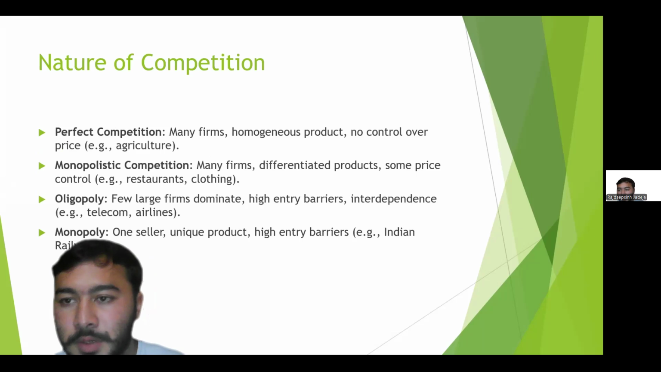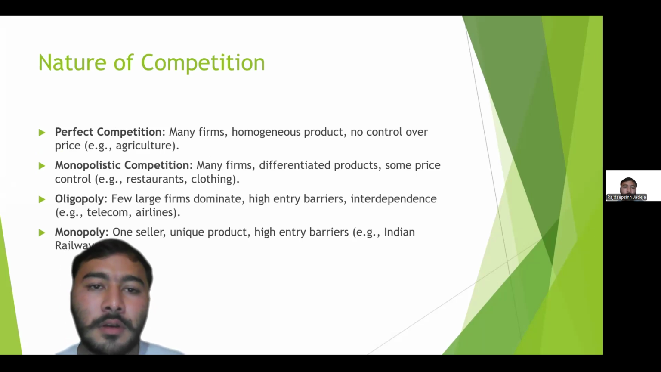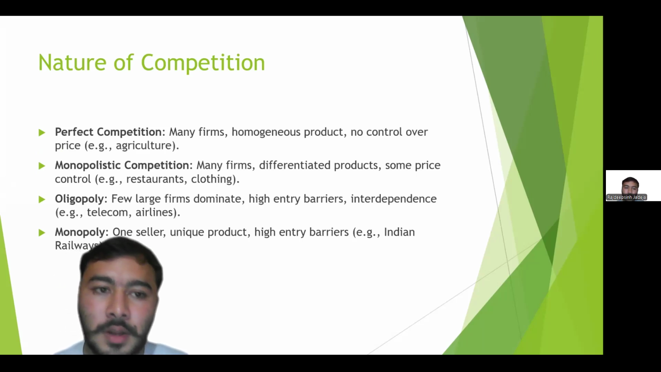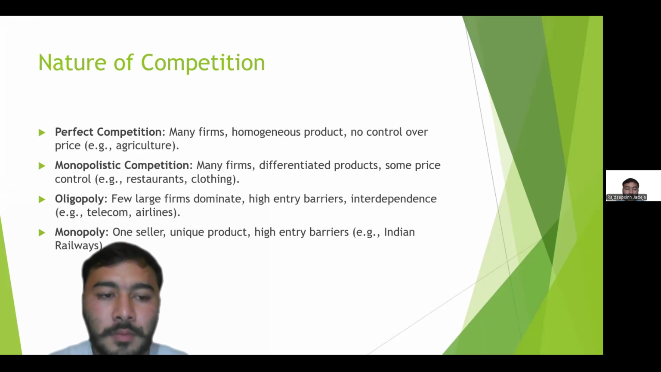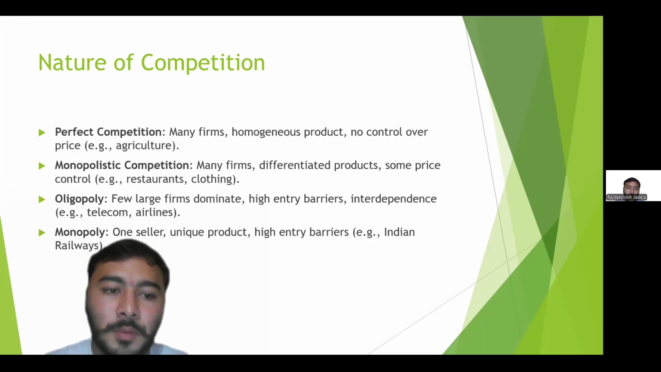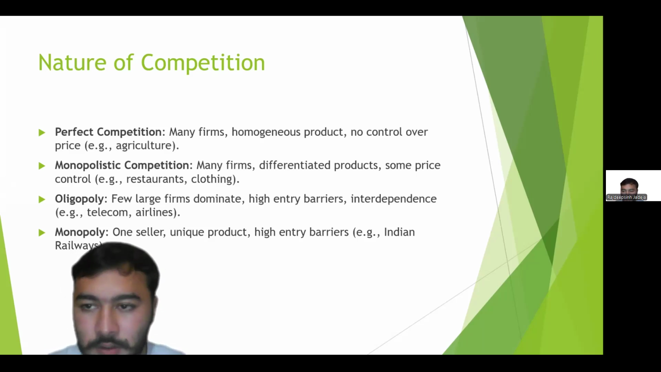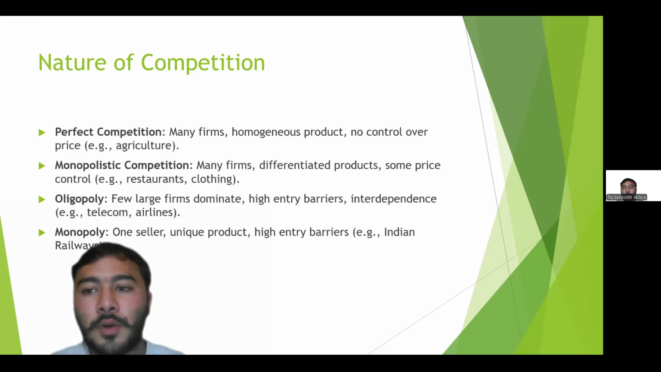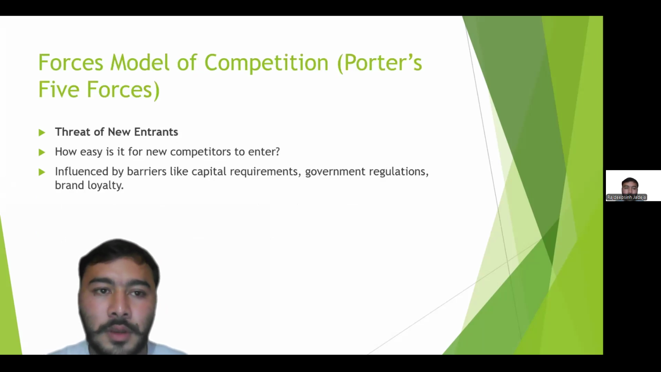Then we have seen the nature of competition, which we have already seen in economics. There is perfect competition, in which there are many firms, products are similar, and no control over prices, like agricultural products. Then monopolistic competition, in which there are many firms, differentiated products, and some price control, which includes restaurants and clothing brands. Then oligopoly, in which a few large firms dominate, with high entry barriers and interdependence. We take the example of the telecom sector of India. And in monopoly, there is one seller, a unique product, and high entry barriers. So Indian Railways is the best example of monopoly.